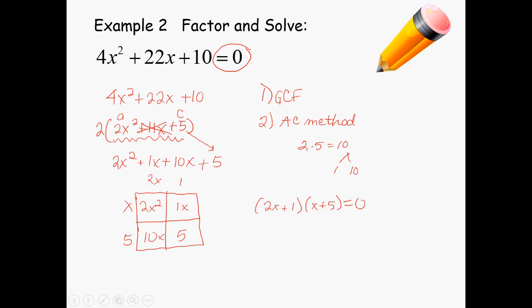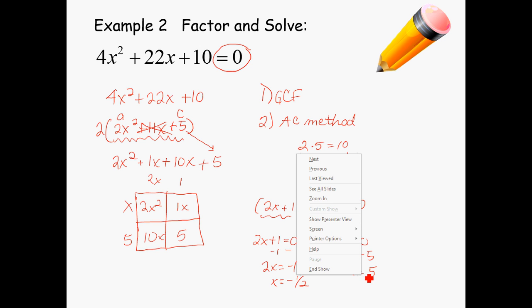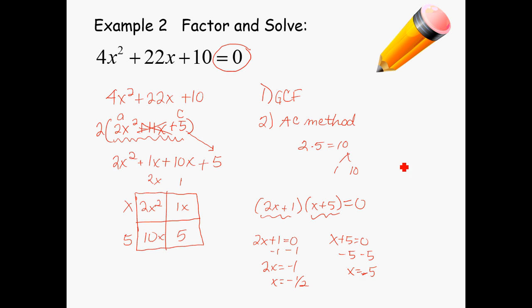And we can set them equal to 0 because we're going to use the zero product property rule. And we're going to take each factor, this factor, and set it equal to 0. Subtract 1. 2x equals -1. X equals -1/2. Then we're going to take this factor and set it equal to 0. Subtract 5 from both sides, and x equals -5. Now, like I said, you can either say -1/2, squiggly line, -5. Those are my solutions.